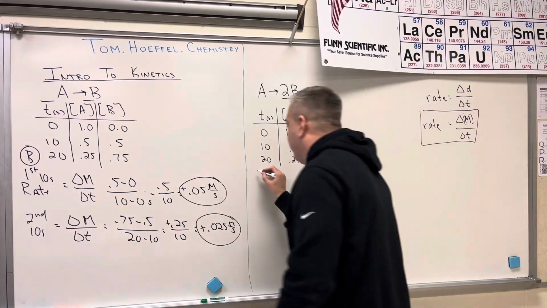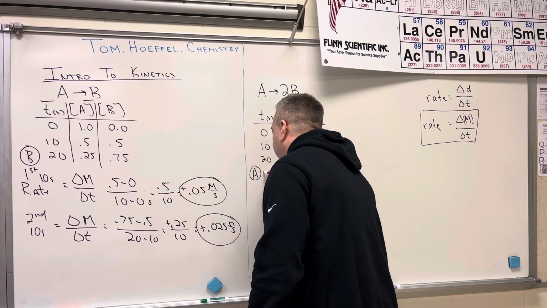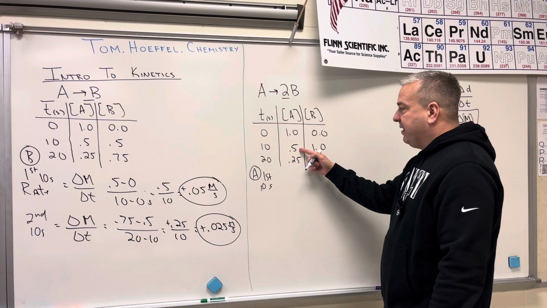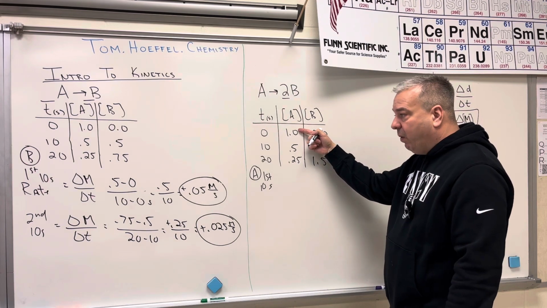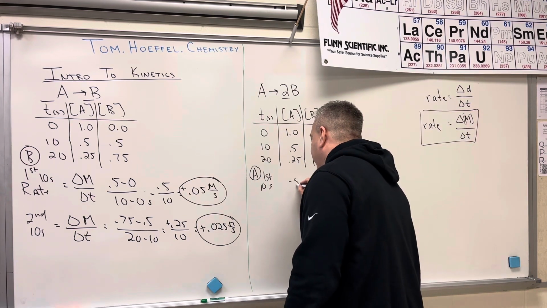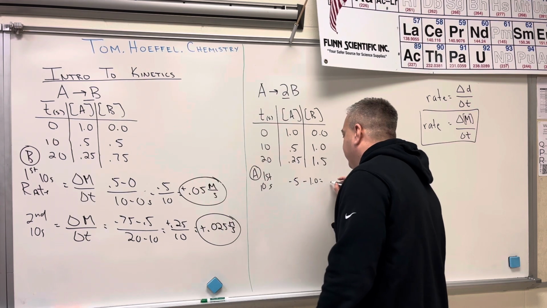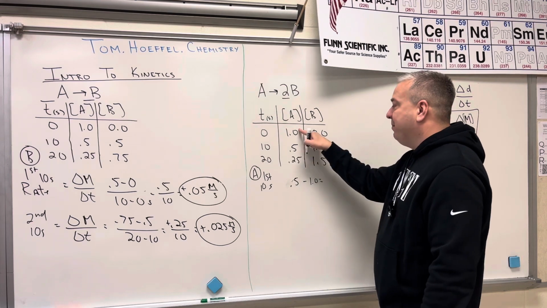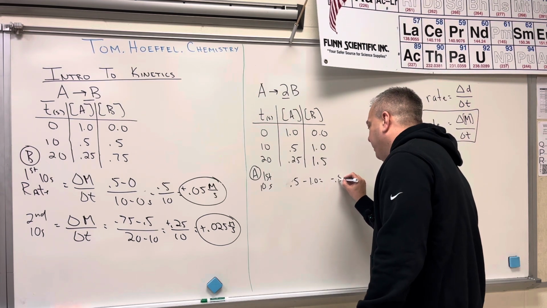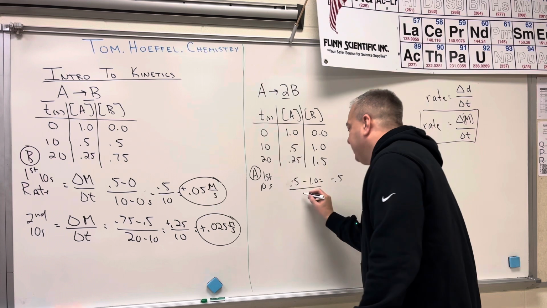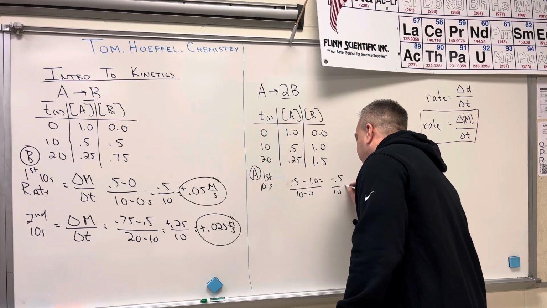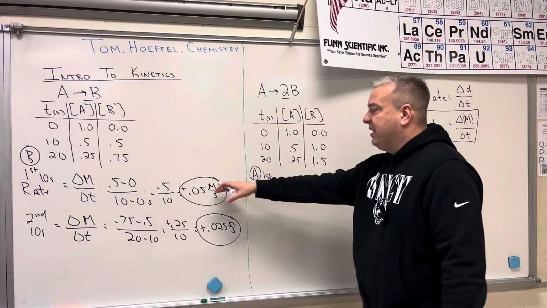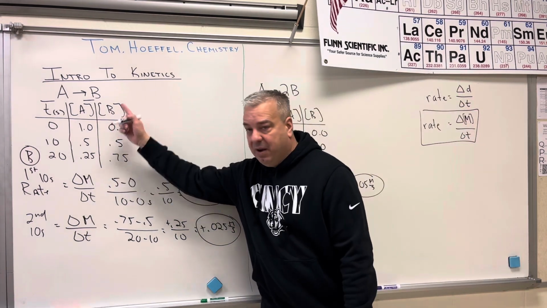Let's start out with talking about the rate of A in the first 10 seconds. So it's going to be 0.5 minus 1. So 0.5 minus 1 is going to give me negative 0.5, and that's all over 10 minus 0. So this is going to be a negative 0.05 molarity per second, just like the last one was, because we're dealing with the same numbers.